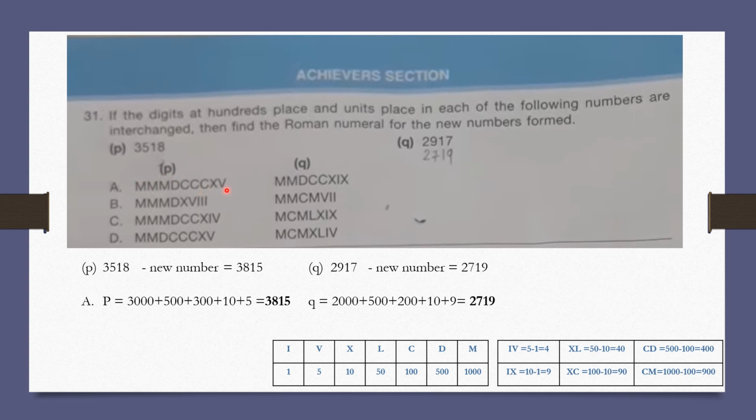Now let's see the options. So let's check the option A. So triple M is 1000, triple M is 3000 plus D equals to 500. Triple C is 100, so 300. Then X is 10, V is 5. So total is 3815. So let's see the second one. M is 2000, D is 500, C is 100, so CC is 200, X is 10 and IX is 9. So total is 2719. So we get the option A as our answer.